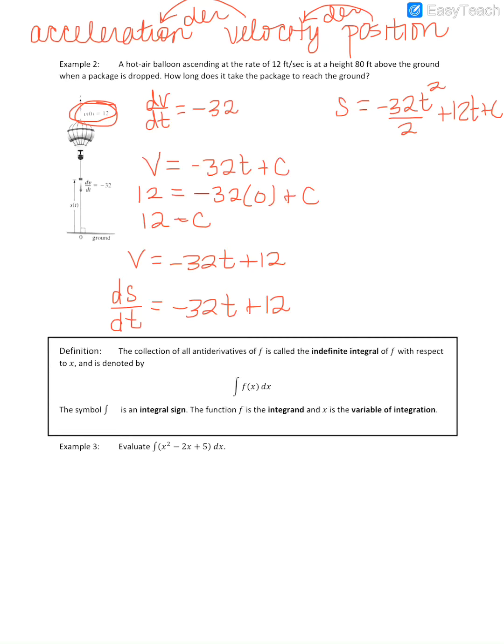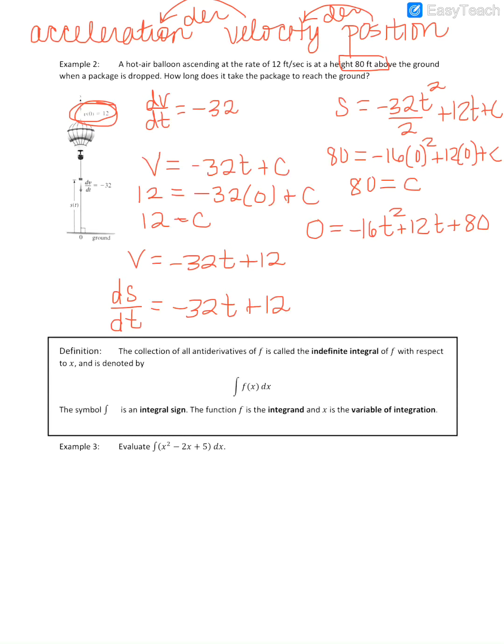All right, so the second thing I want to use now to find the c that I don't know is that at the start of this problem, when the balloon was ascending at a rate of 12 feet per second, it was at a height of 80 feet. So they're actually telling us the position, 80, at the time of 0. So I'm going to plug in the 0 for the t, and that means that my constant on this second one right here is going to be 80. Now I have a nice position equation. S equals negative 16t squared plus 12t plus 80. I'm going to go ahead and solve that equal to 0 because I want it to reach the ground, so I want the position to be 0.